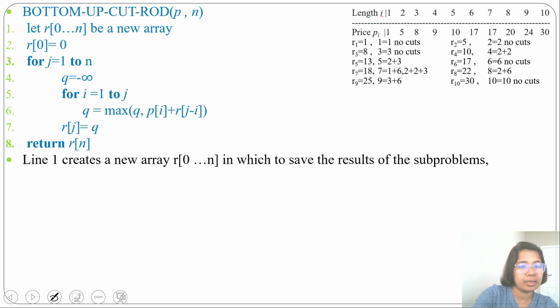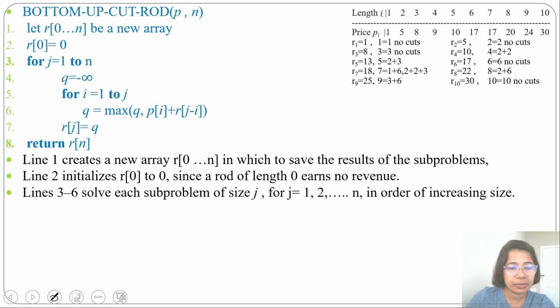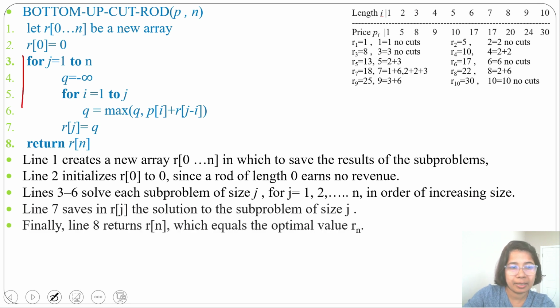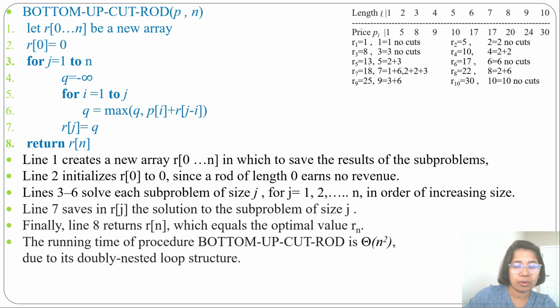So line 1 will create a new array in which we'll save the result. Next line 2 initializes r0 equals 0, since for a rod of length 0 you have no revenue. Then lines 3 to 6 solve each problem of size j. So here we'll get the revenue. Then line 7 sets r j, the solution of the subproblem of size j. Then finally we'll return r n, revenue of all sizes. Now what will be the running time? There are two for loops, so running time will be theta of n square.